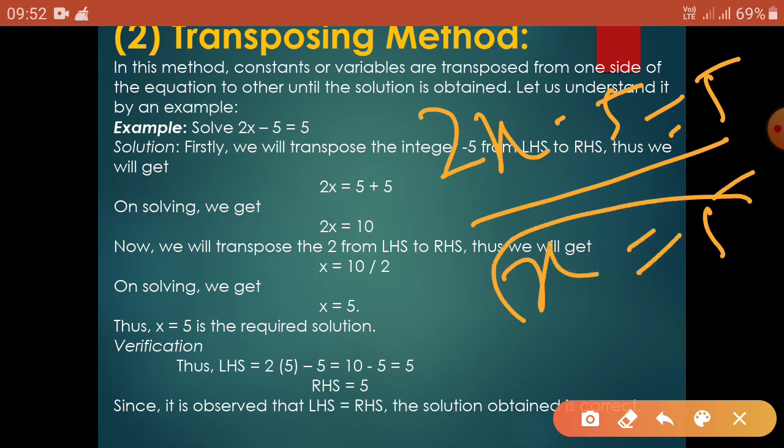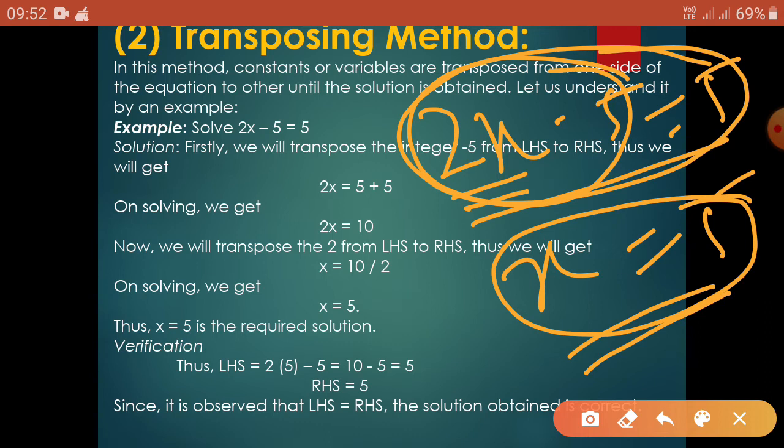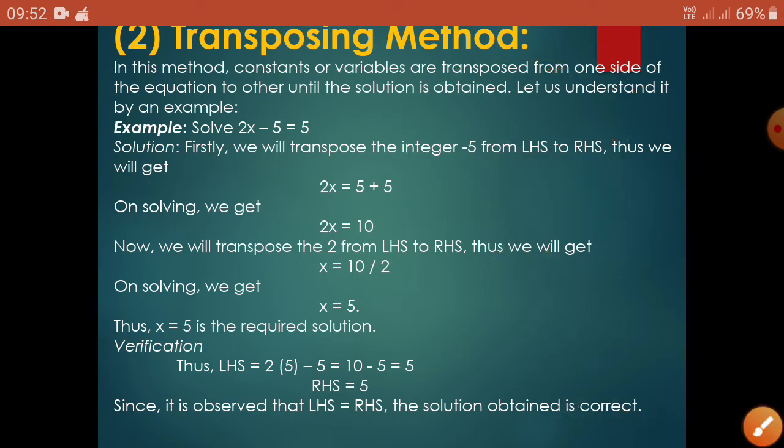If we put the value x equal to 5 on the left hand side of the equation, we will get 5. Okay, because here 2x, so 2 into 5 is 10, 10 minus 5 is equal to 5. So on both sides the value is equal. Okay, so we can say that x is equal to 5 is a solution or root of the equation 2x minus 5 equal to 5. Okay, I think both methods are easy. So look at it now. Go to the next slide.